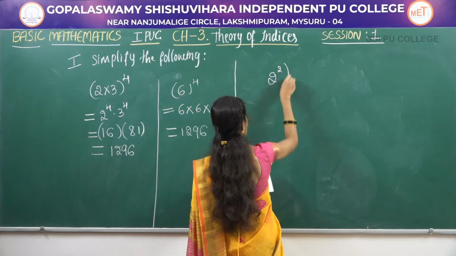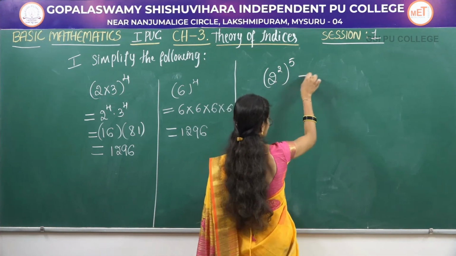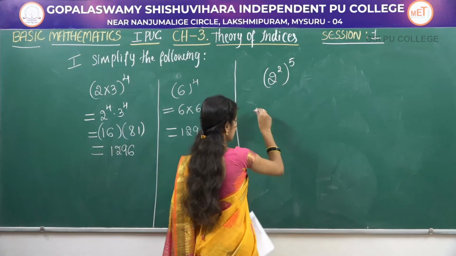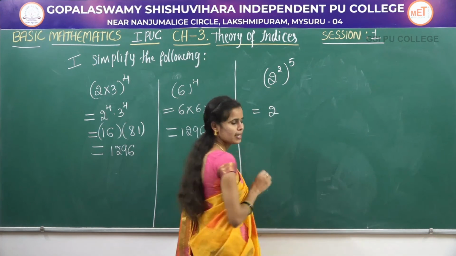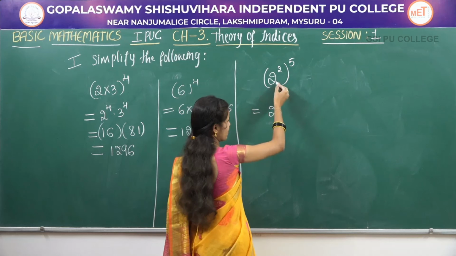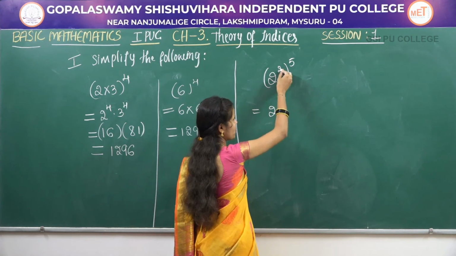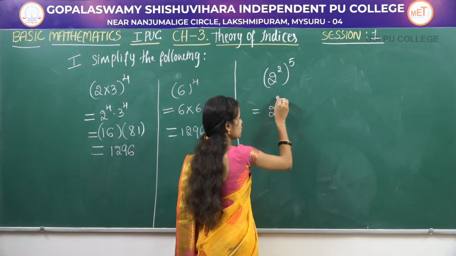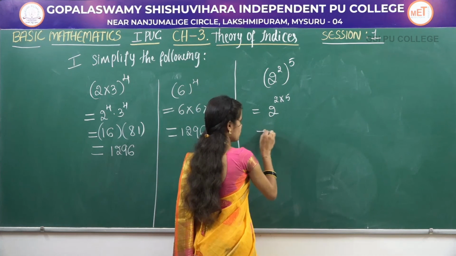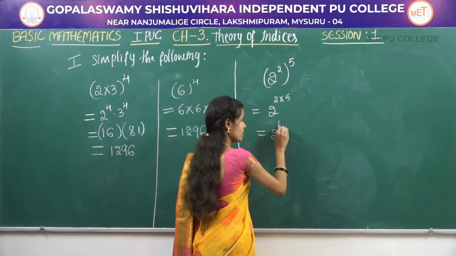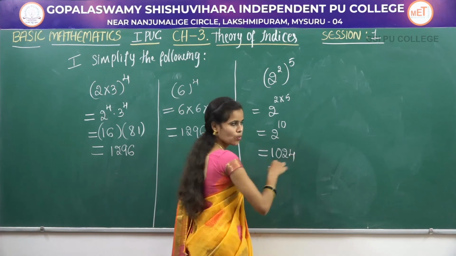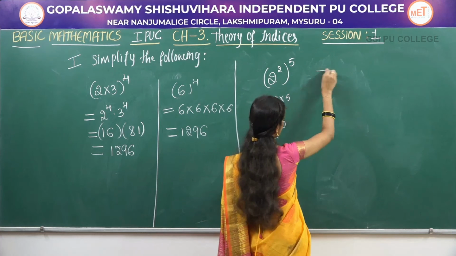2 square whole to the power of 5. So here this can be written as, apply the third law of exponents: a to the power of m whole to the power of n, there are two powers, multiply the powers. 2 into 5, so 2 into 5 is 10. 2 to the power of 10 is 1024. Or one more method.